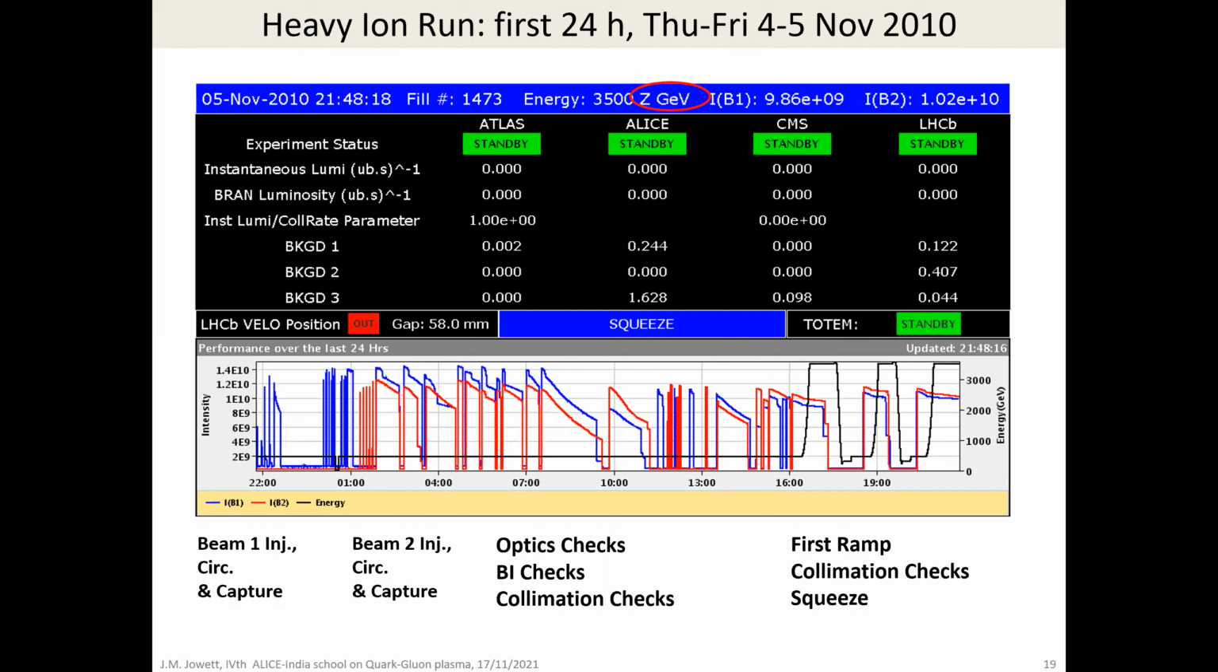There's a lot of setup. A lot of what's done in the setup is checking out the collimation system so that one can control the losses, beam losses, safely. It's a subject I don't have time to cover today, but it's very important. One has to commission also all the optics for the injection, the ramp of the energies, and the squeeze to the collision optics that I talked about yesterday.